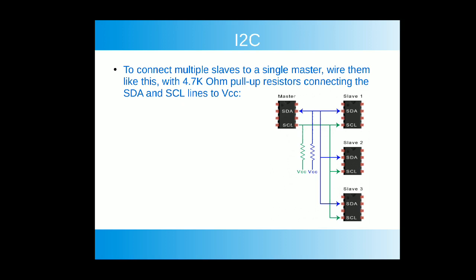line of the master and slaves are connected together, and there is one pull-up resistor connected to the SDA line. Also, there is one pull-up resistor connected to the SCL line, and these pull-up resistors are attached to the VCC. And normally the value of this pull-up resistor is 4.7 kilo ohm for VCC equal to 5 volt. And if the VCC is 3.3 volt, then we take the pull-up resistor value as 3.3 kilo ohm.